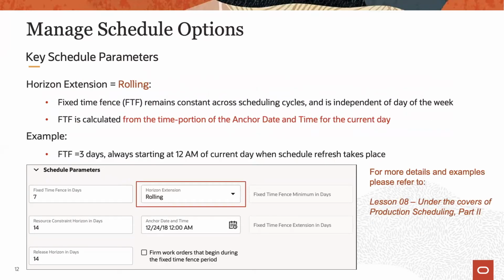Let's have a closer look at the horizon extension and the fixed time fence settings. If horizon extension is set to rolling, then the fixed time fence is always constant in length. Only the start date changes day to day. The schedule horizon start is the current day's time, which is derived from the time portion of field anchor date and time. Here in this example, this would be 12 a.m. of the current day.